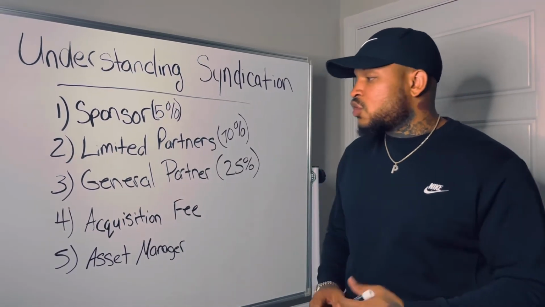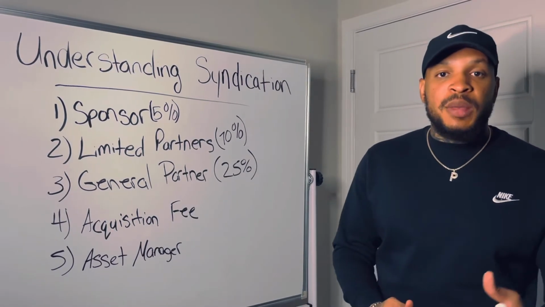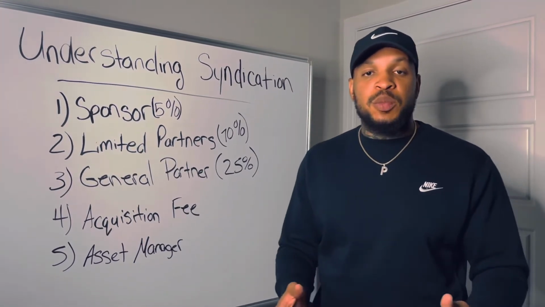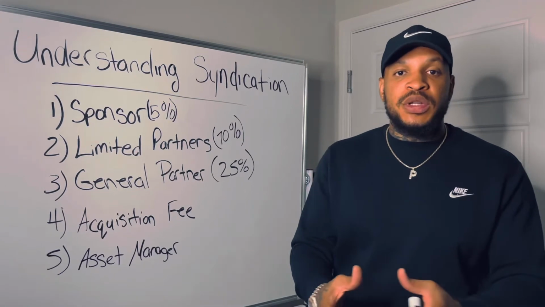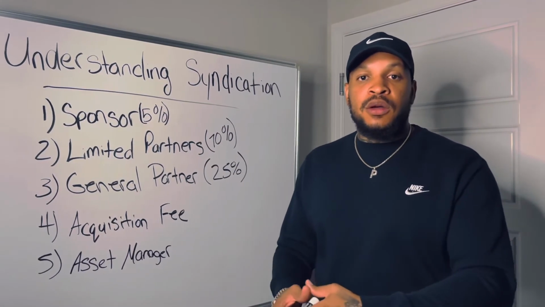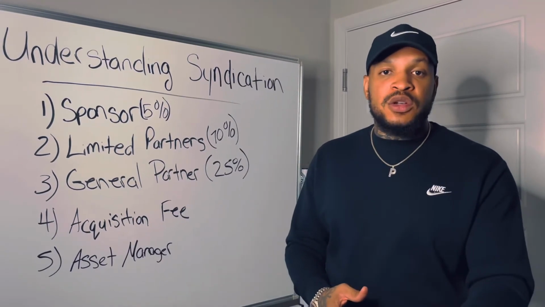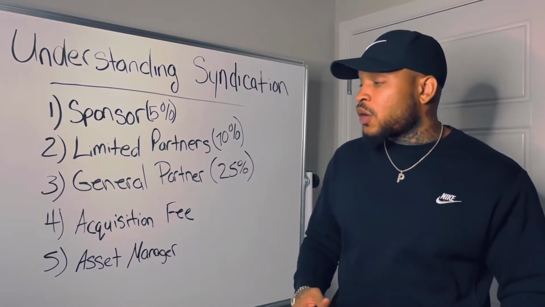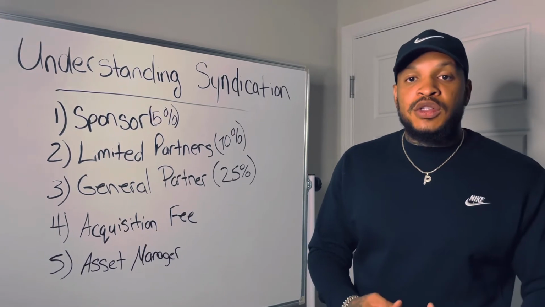Number 3 is the general partner. The general partner is mainly you, which they call the GP. The GP is the operator. The GP is the person that put this together. They put this whole fund together and they found the deal. They put team members together, property managers, and they also put limited partners together that can fund the deal. So you're the GP.